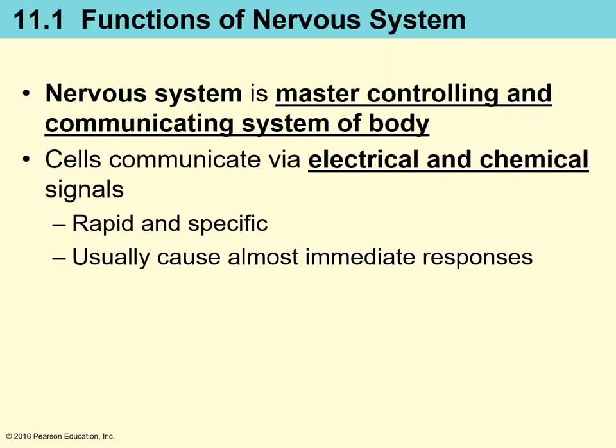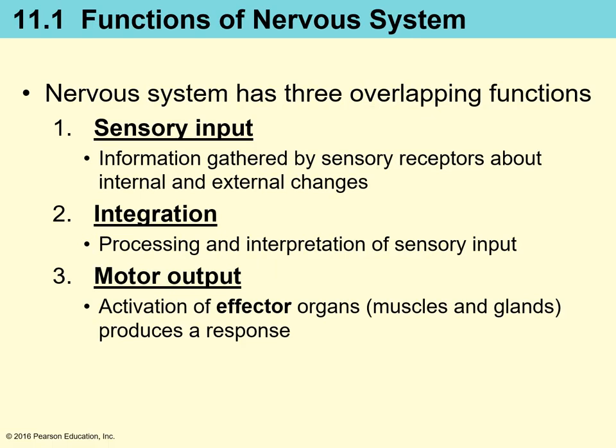So the nervous system is the master controller, if you want. It's a communication system. We have 2 communication systems in the human body. The nervous system is one, the endocrine system is the other. The nervous system is going to respond with a very immediate but short-lived response. The cells are going to communicate by both electrical and chemical signals. So the response is very fast, very specific, but it doesn't usually last long.